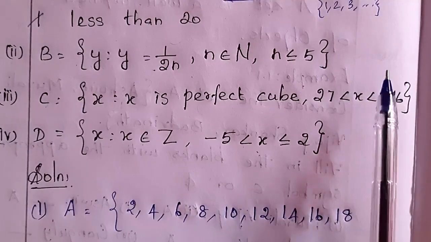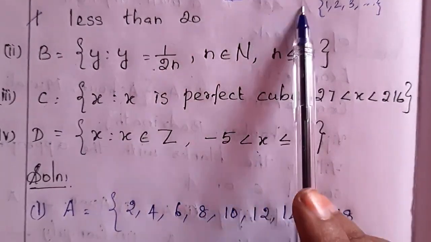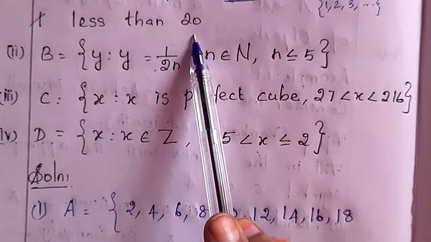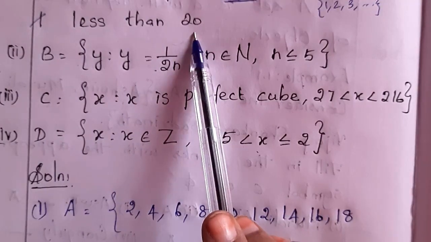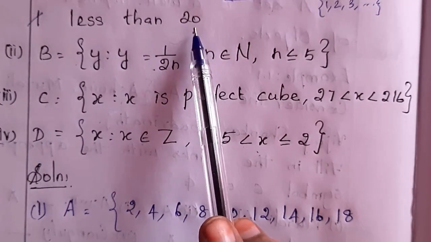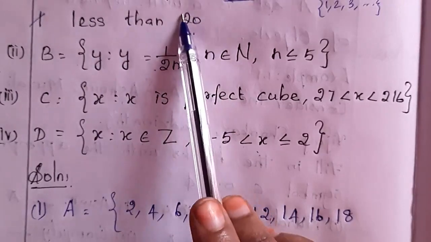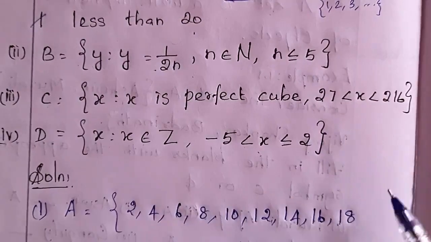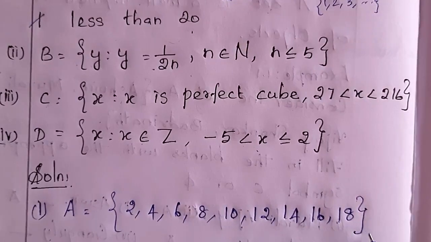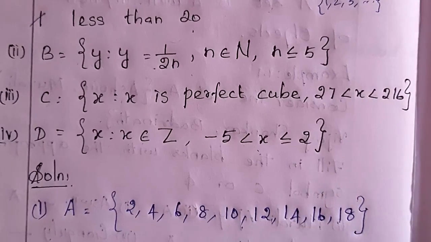Look, they gave the set of all even natural numbers less than 20. They didn't give less than or equal to 20. If they gave less than or equal to 20, we could choose this 20. But there is only less than 20, so we can stop. Okay, so first part over. Simple.